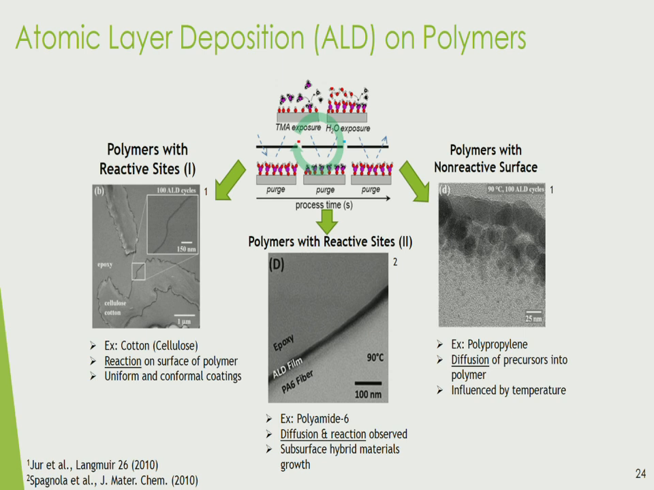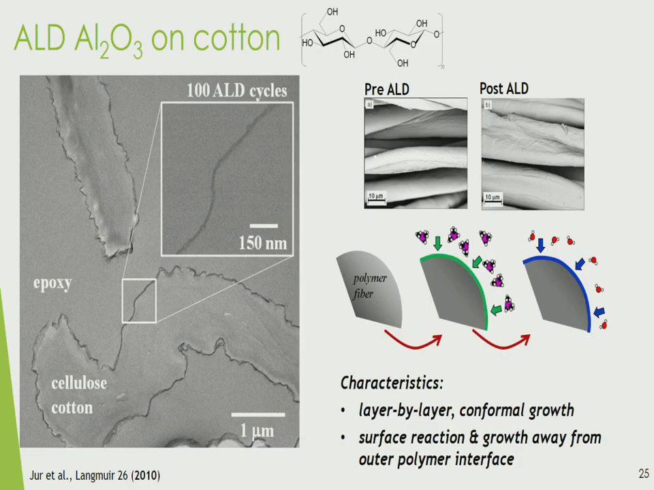Okay. So in that reactor, you can actually do a lot of things, and through time we have developed, there's basically 3 ways in which ALD happens on polymers. There's polymers with reactive sites on the surface. There's polymers with reactive sites inside the polymer. And then there's polymers with no reactive sites, and we're going to go through each one of these.